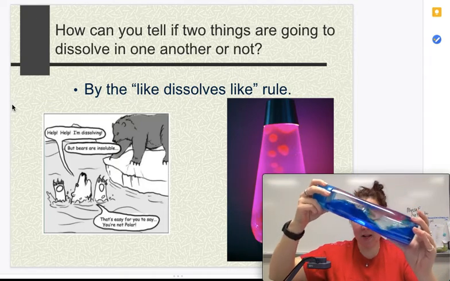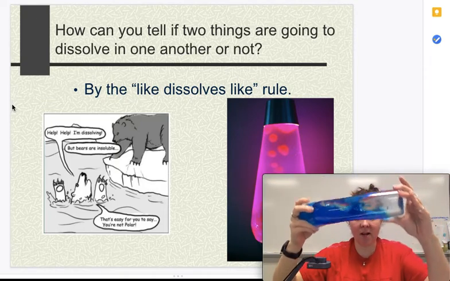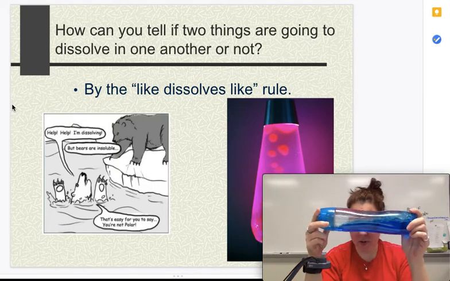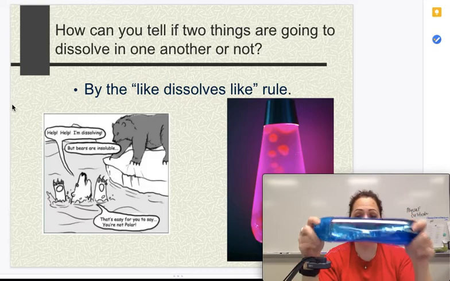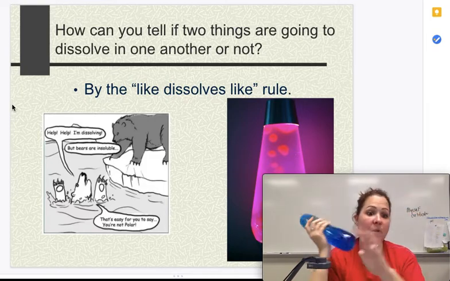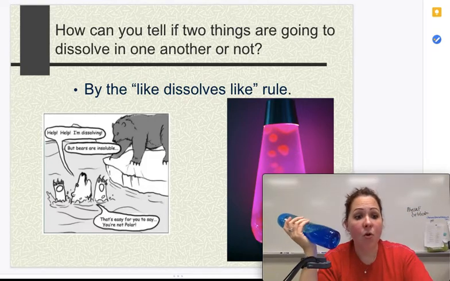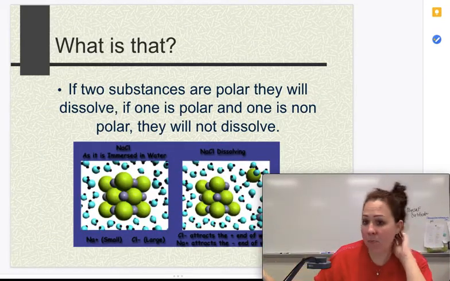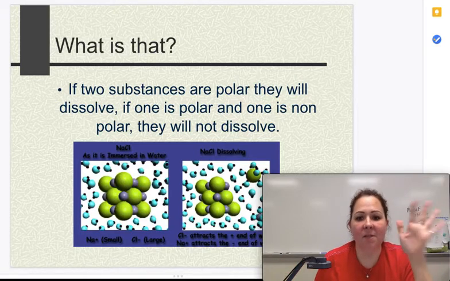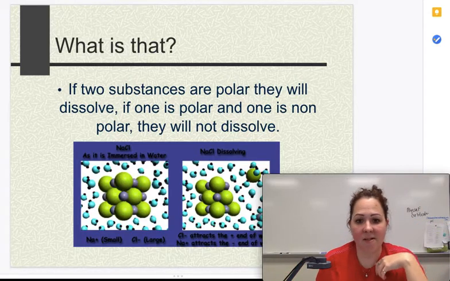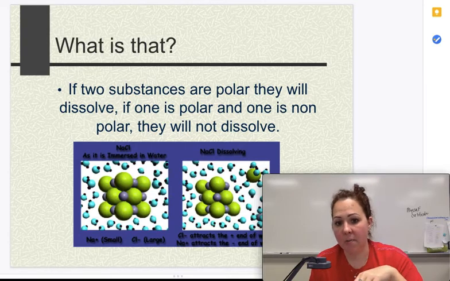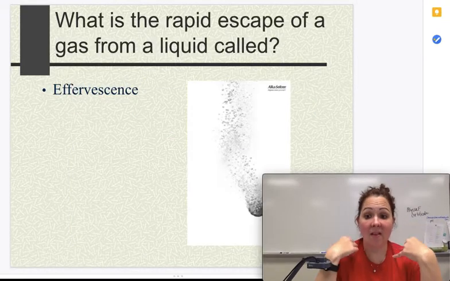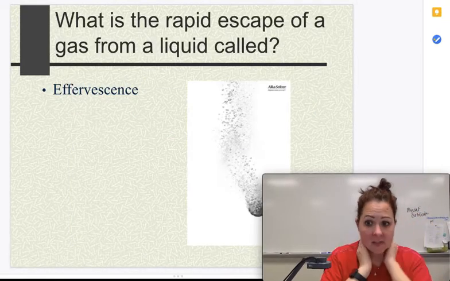So if I turn it on its side like this, the two things do not mix together and it makes a little wave pool. If I shake it, it is still not going to mix together. So no matter what, the two things are not going to mix because of the like dissolves like rule. You have to have the same polarities in order for them to dissolve. So if something is polar or ionic, it will dissolve into polar or ionic substances. Nonpolar will only dissolve into nonpolar. So like dissolves like.